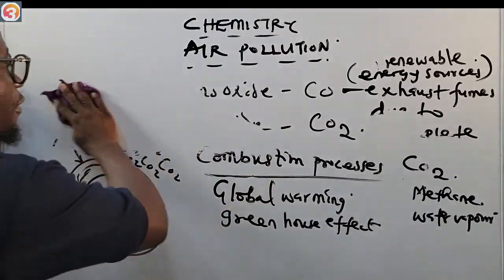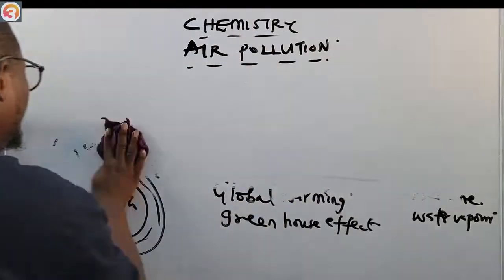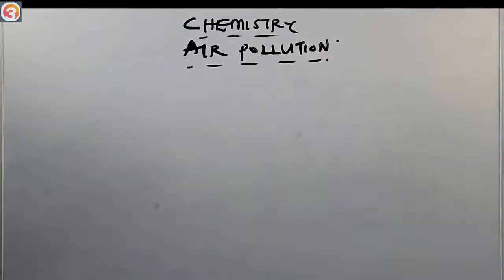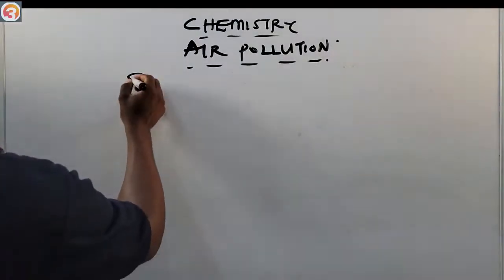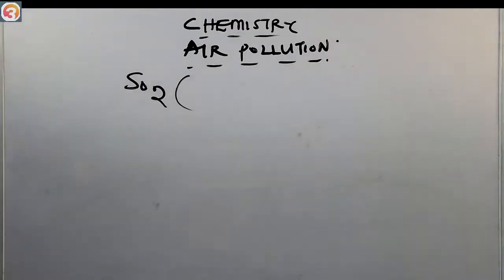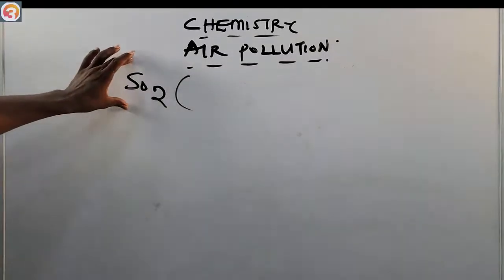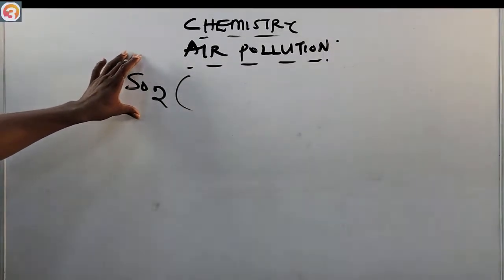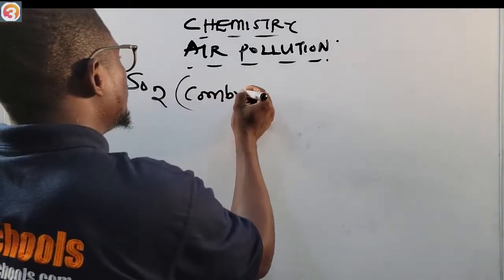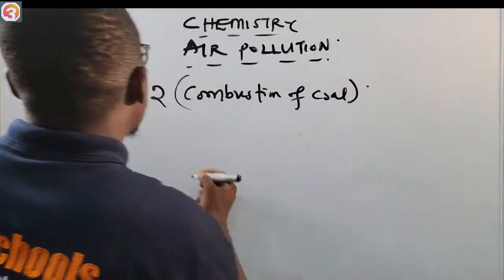Of sulfur and oxides of nitrogen together. Oxides of sulfur and oxides of nitrogen. The oxides of sulfur, of course, include SO2. This SO2 is an oxide of sulfur, called sulfur 4 oxide. As you can see here, this is sulfur 4 oxide, and it is gotten from the combustion of coal.